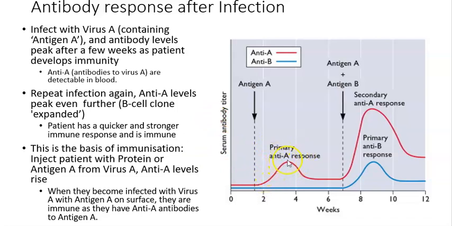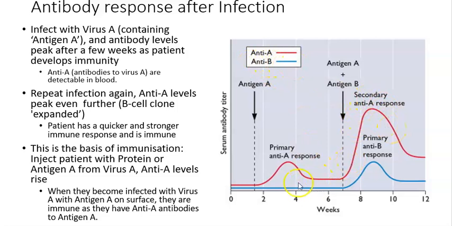Levels go up, then levels go down again. If we then re-inoculate with that same antigen, you get a much stronger secondary response. And this is where the B cells have initially been primed to produce the antibody, and then they've been primed again to proliferate, and this is more of a long-term memory response. So if you encounter something twice, you get a much more potent response.